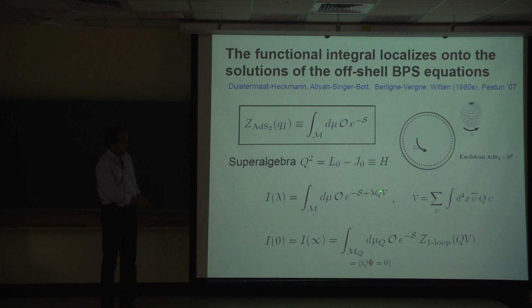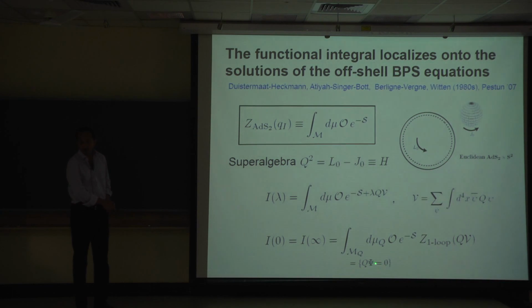Semi-classical means you should look at critical points of QV, but if you stare at this, it actually means you just look at solutions of Q psi equal to 0, where psi runs over all the fermions of the theory. Okay? So in order for this to work, you need an off-shell supersymmetry algebra because these manipulations are going on inside the functional integral. So you do that.